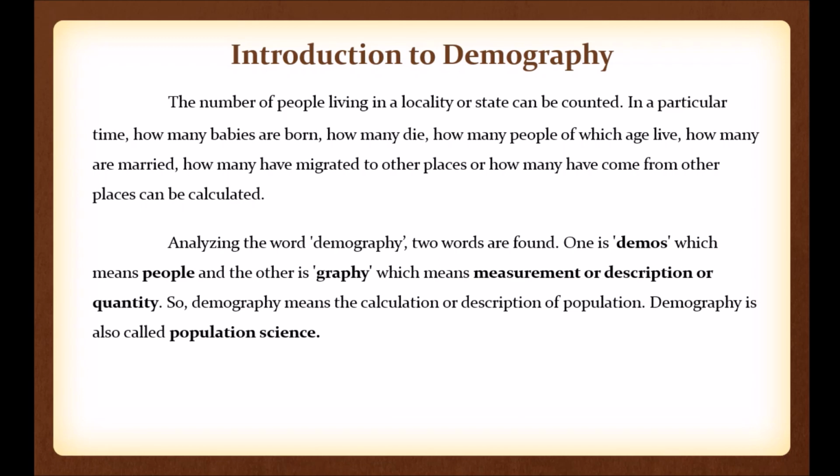So did you get your answer? What is demography? Demography is the calculation or description of population, and you can also call it population science. Keep in mind that if we divide demography into two words, we will find the meaning of people and measurement. Like demos means people, and the other word graphy means measurement. Alright?